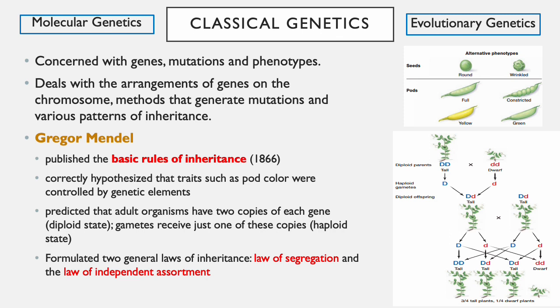He also predicted that adult organisms have two copies of each gene, which we call the diploid state, and gametes receive just one of these copies, called the haploid state. Gregor Mendel also formulated two general laws of inheritance: the law of segregation and the law of independent assortment.